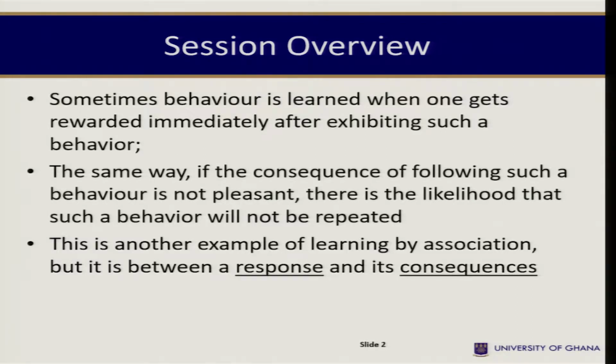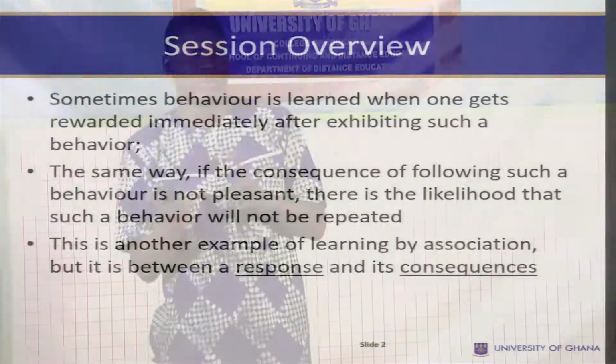As an overview, just to draw attention to the fact that sometimes behavior is learned when one gets rewarded immediately after exhibiting such a behavior. There's a kind of association between the behavior and the reward. The same way, if the behavior is followed by a consequence that is not pleasant, it becomes associated with the behavior, and so that behavior is not repeated. This is another example of learning by association, but this time it's between response and consequences.